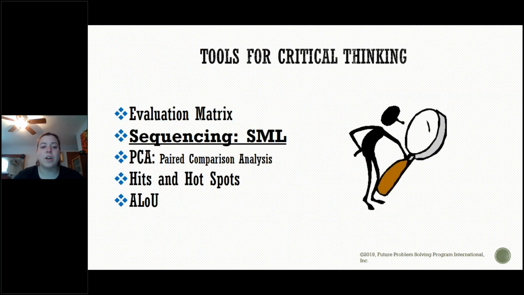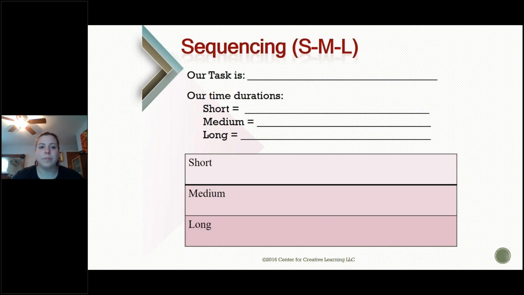So as I said, today we are talking about SML. This is a sequencing tool and it helps you really think through that best idea that you have. So sequencing is exactly what it sounds like. You pick your task and then you plan it out, thinking about short duration, medium duration, and long duration. So these are the tasks that you need to do in the short, medium, and long term to actually accomplish your solution, your task, your goal.